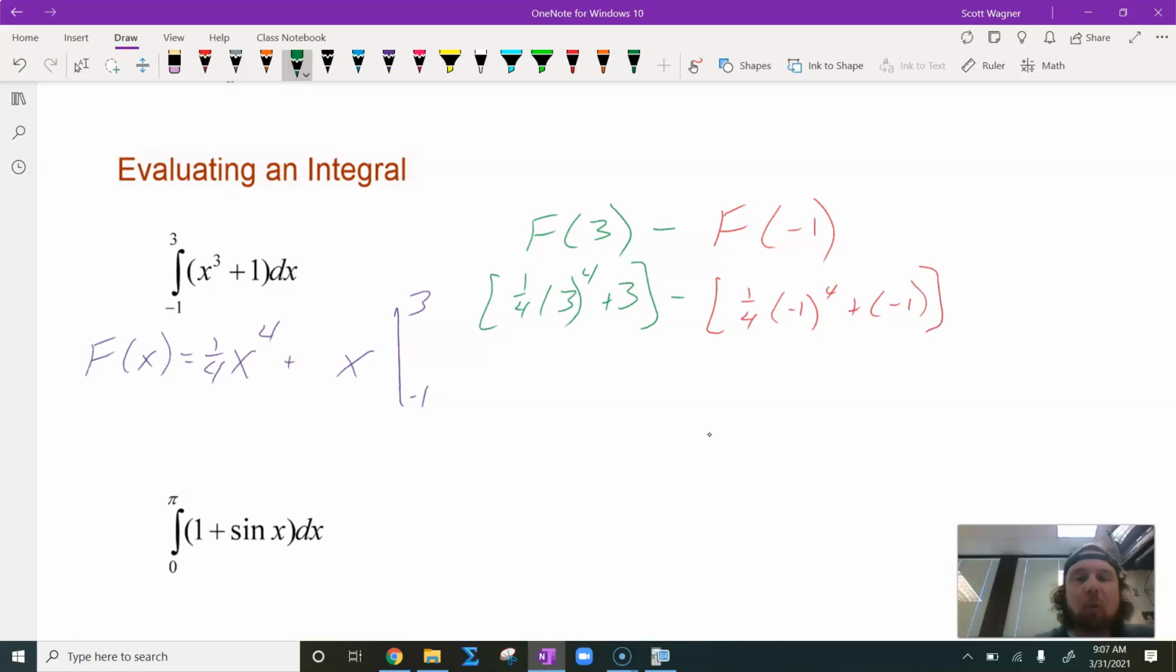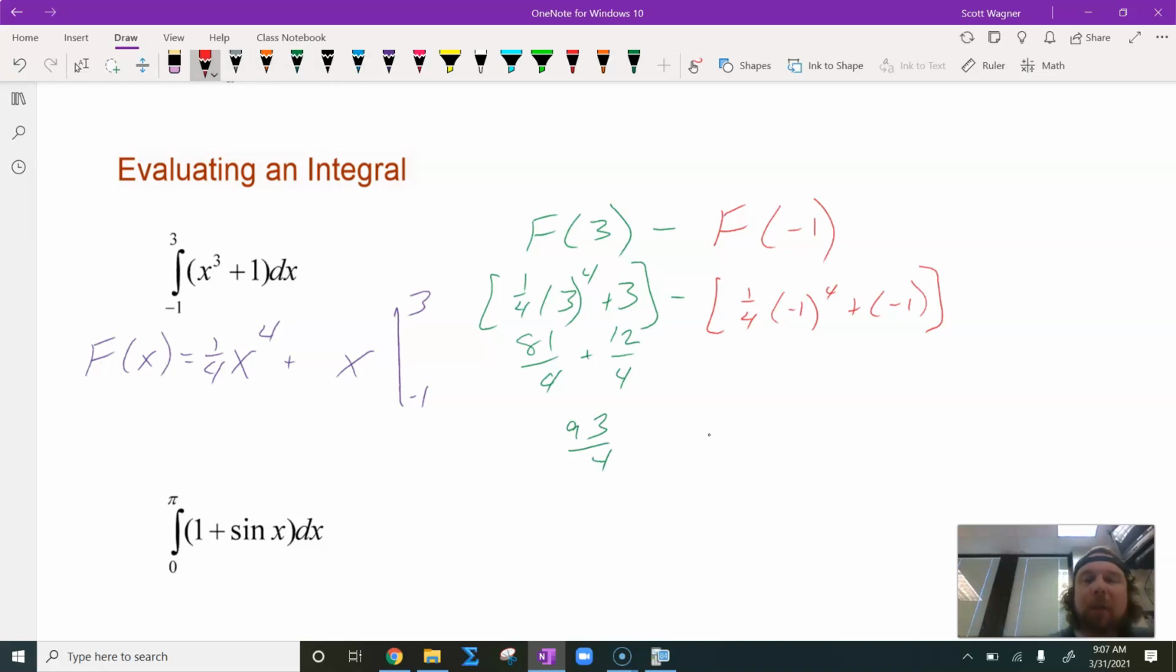I've got 1/4 times 3 to the power of 4. 3 to the 4th is 81. So I've got 81 over 4 plus 3. If I get a common denominator there, that's going to be over 4, so it's going to be plus 12 over 4. So that'll end up being 93 over 4.